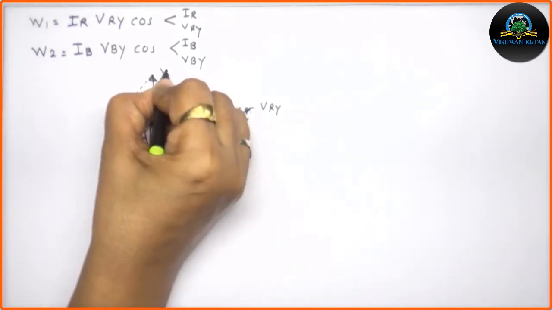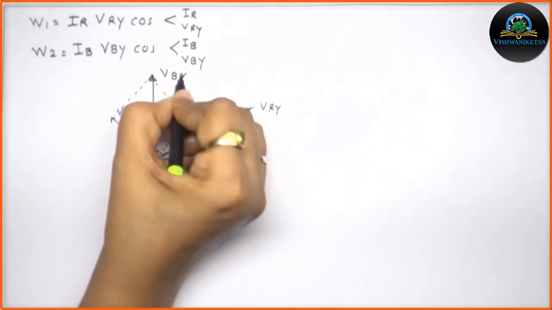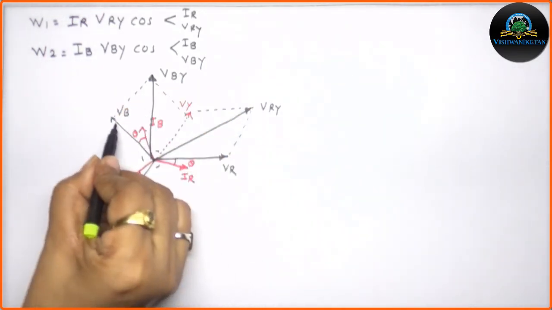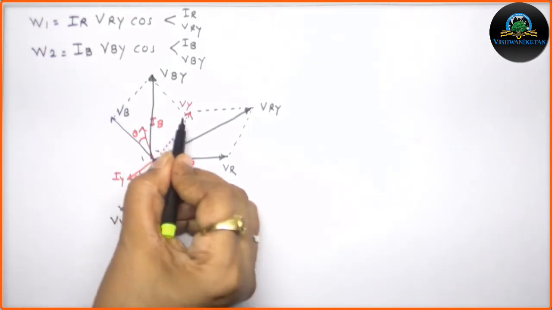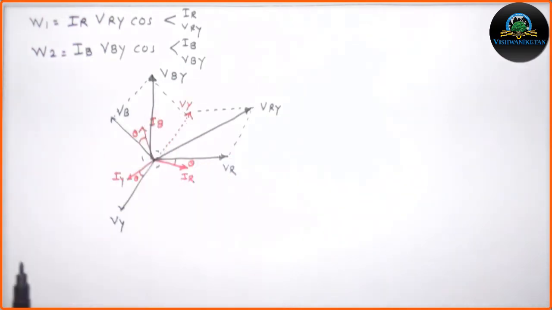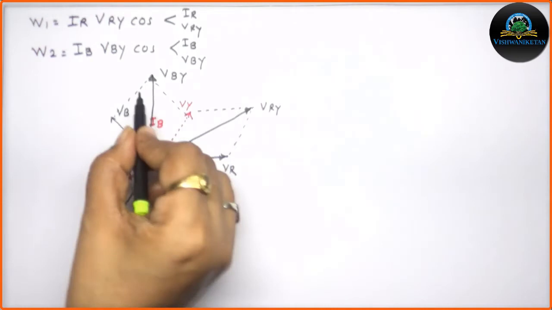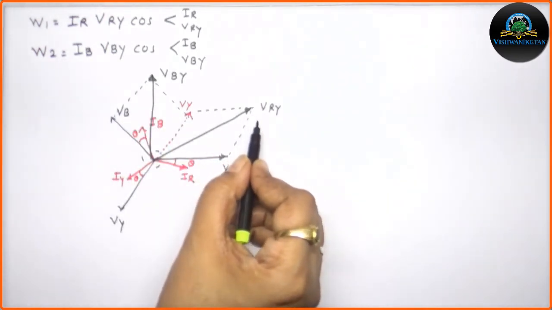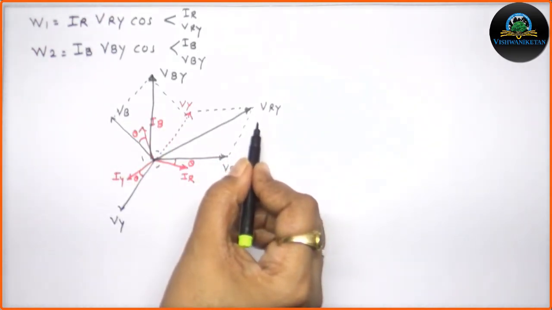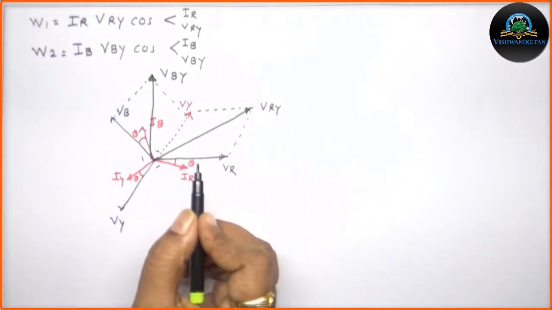And this will be my VBY. Again here my VB was a real component and VY was a reflected component, and that's why I have taken the VBY. After getting these two resultant voltages, now I can easily find out the exact angle between the current and the voltages.